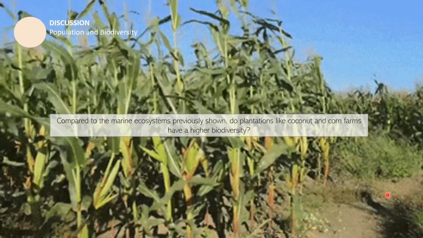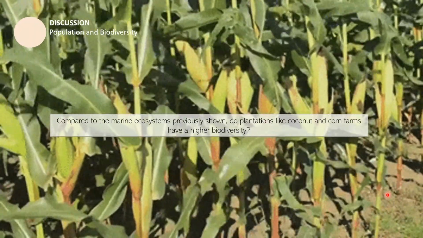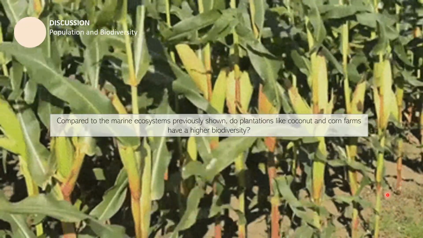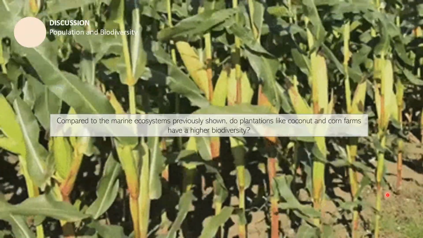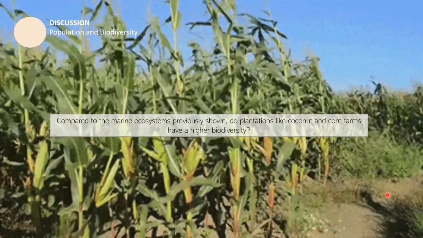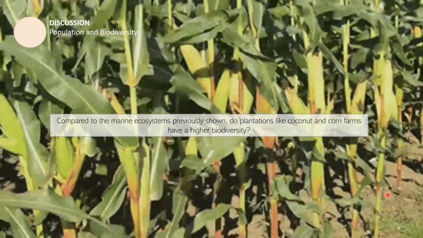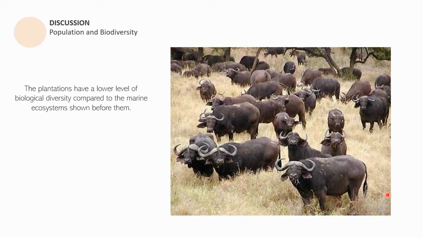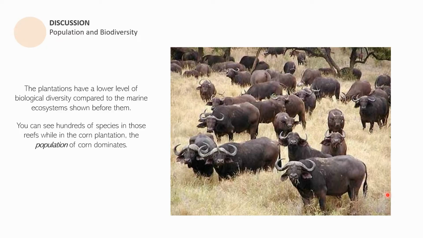Okay, mas mataas sa marine ecosystems na pinakita ko kanina compared sa mga plantations dito kasi the coconut and in this very obvious corn plantation, mas marami at halos gumagamit lang talaga nung area is corn. So, mababa yung biodiversity. Okay, again, the plantations have lower biodiversity compared to the marine ecosystems. You can see hundreds of species in those reefs. Whereas dun sa corn plantation, nakita mo lang yung population halos talaga ng corn, yun lang ang nakikita mo kasi yun yung nagdo-dominate. Now, biodiversity refers to the variety of life that is found in an area.